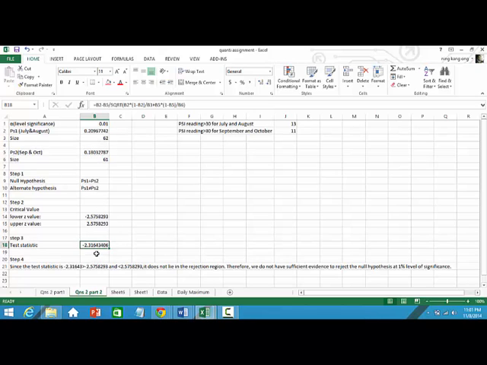Then after finding it is negative 2.31, you state that since it is more than the lower z value and less than the upper z value, it does not lie in the rejection region. So therefore we do not have sufficient evidence to reject the null hypothesis at 1% level of significance.